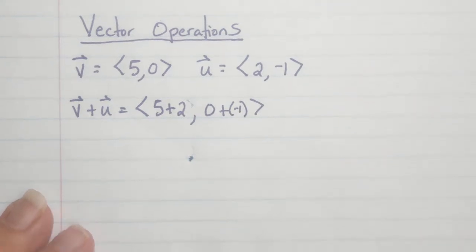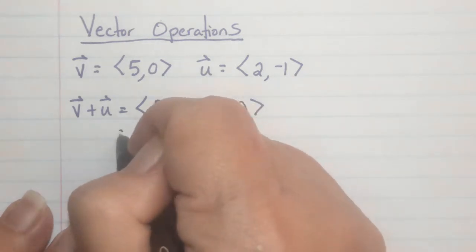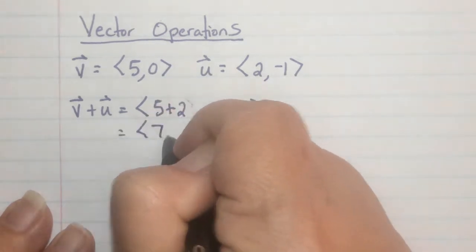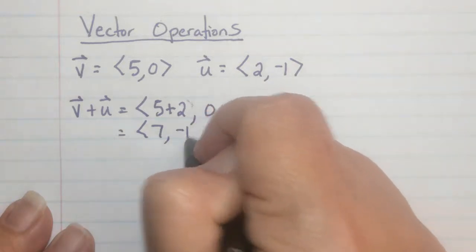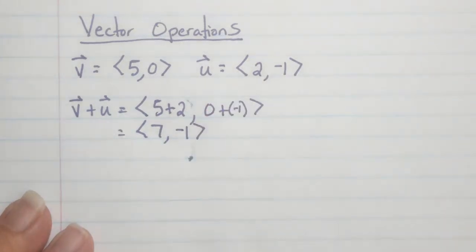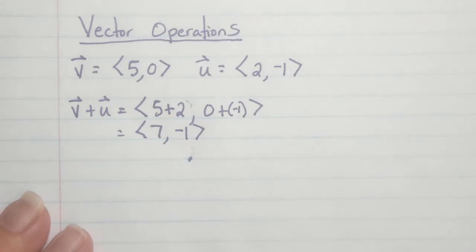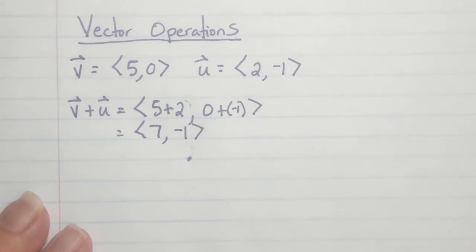And so my resultant vector, we call it a resultant vector, it's the result that you get, would be the vector 7, negative 1. That's it. Alright.